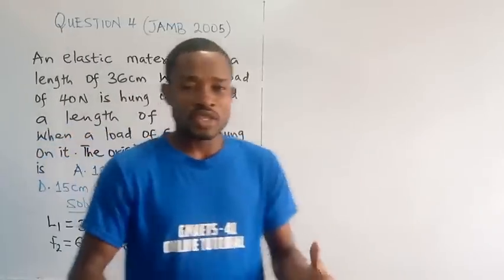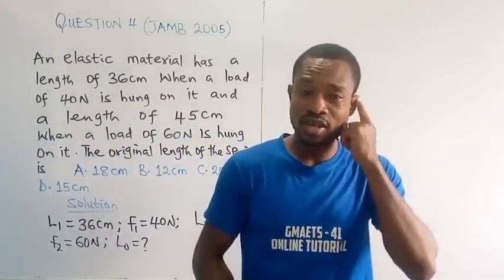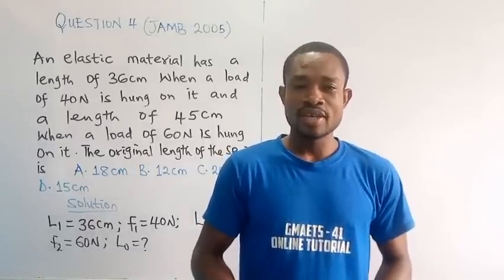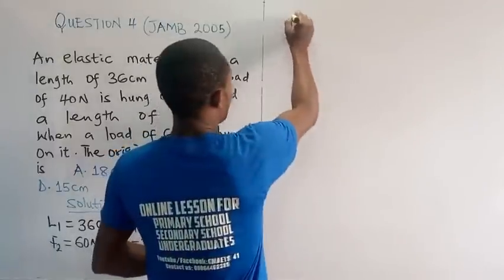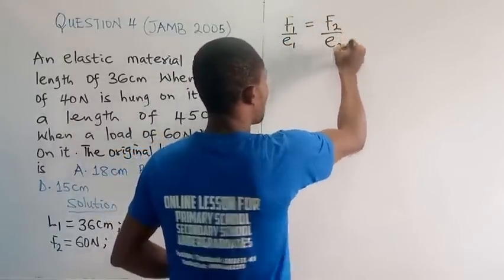Now for this question, you notice we have 2 loads, which I used F forces to represent, giving us 2 lengths. Are you following, right? Now we can use the formula that F1 over E1 equals F2 over E2 to solve.